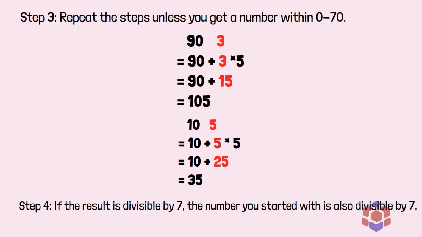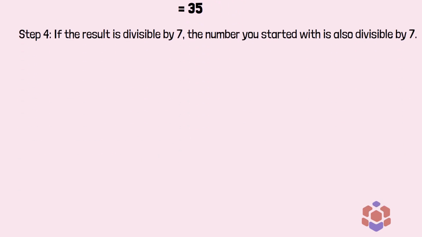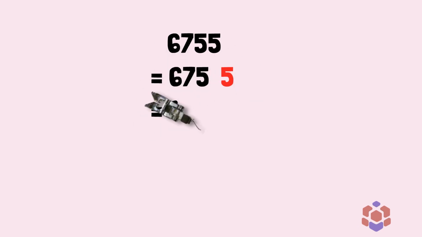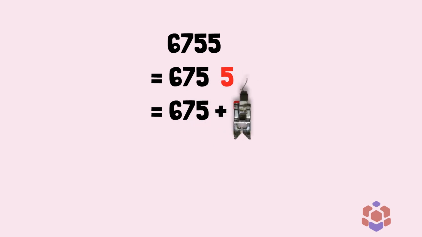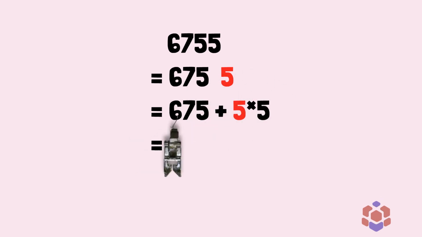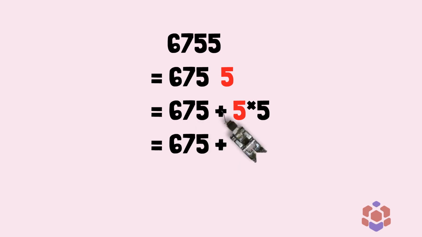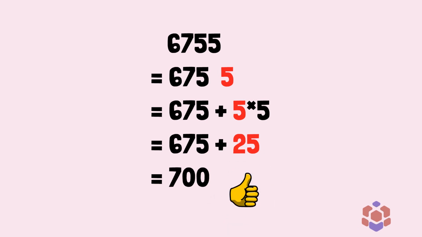We now take another example to quickly revise what we just learned. Take 6755 for instance. Separating the unit digit, we get 675 and 5. By multiplying 5 by 5 we get 25. On adding 25 to 675 we get 700. It's not between 0 and 70, but we can clearly see that 700 is divisible by 7. Therefore, the number we started with, that is 6755, will also be divisible by 7.